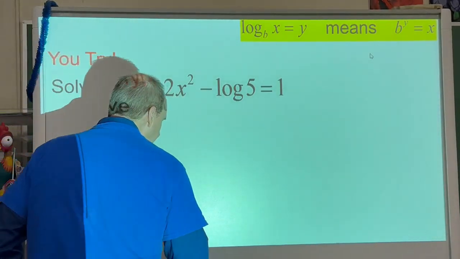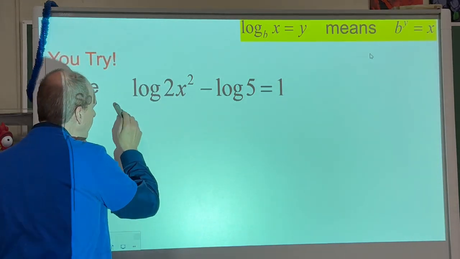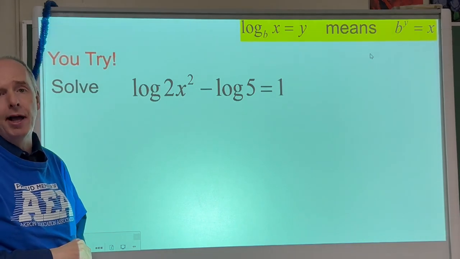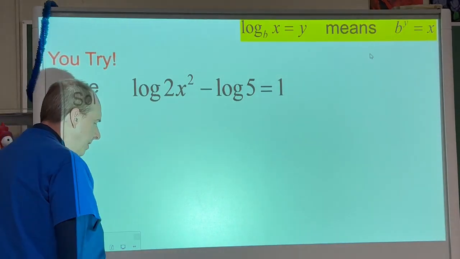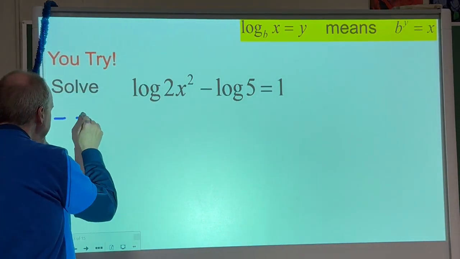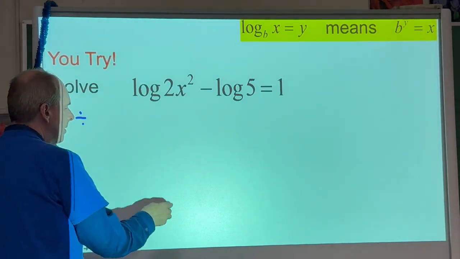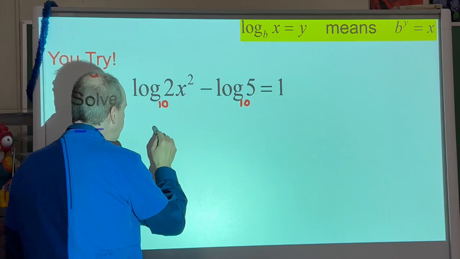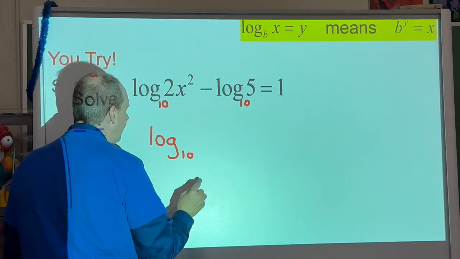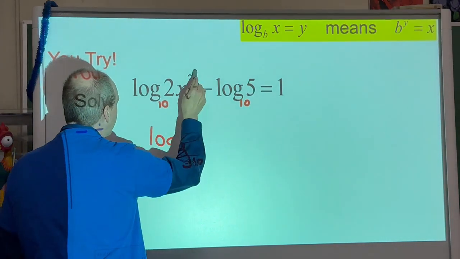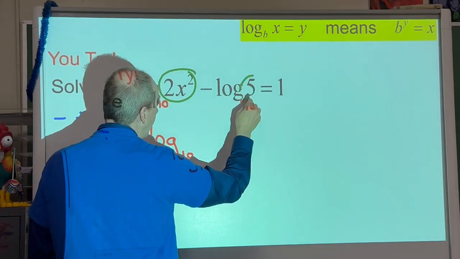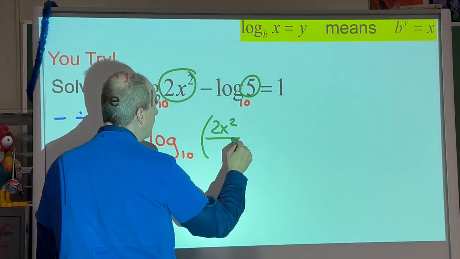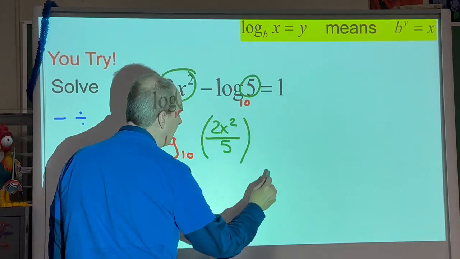Welcome back. We have 2 logs, no exponent here, no exponent here. I do have an exponent here, and that's okay, it's already in the right spot. So, minus. What does minus tell you to do? Minus is divide in log world. Let's take our log base 10 and our log base 10 and rewrite it as a single logarithm, taking this divided by this. So, 2x squared divided by 5.